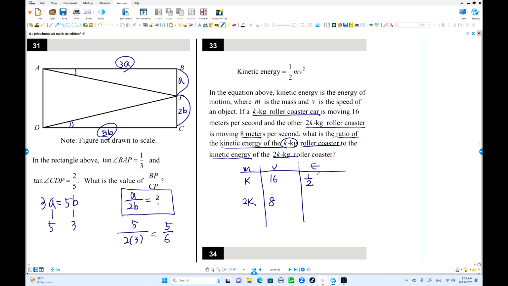Put the numbers in. 1 over 2, m is k, v squared is 16 squared, which is 256. That equals 128k. The next one: 1 over 2, m is now 2k, and 8 squared is 64. This is 64k. The 2 cancels out. The ratio of these two equals 2. K is out. So 2 is the answer.